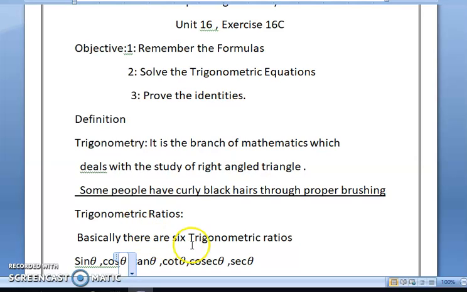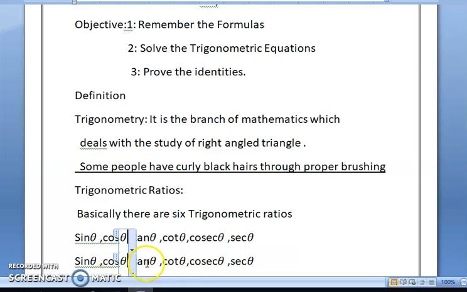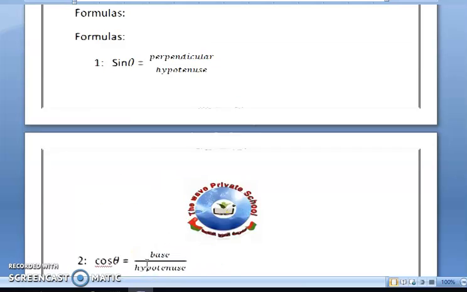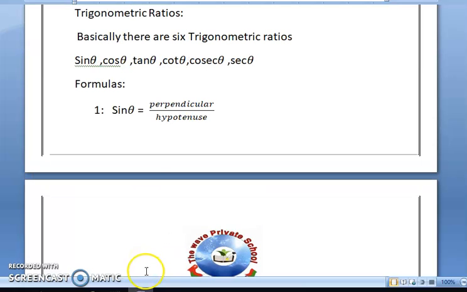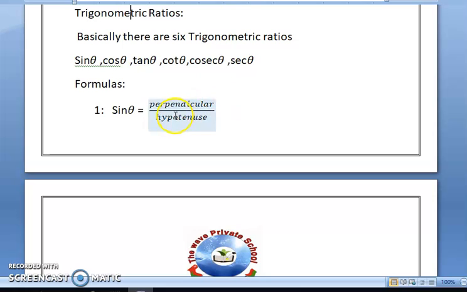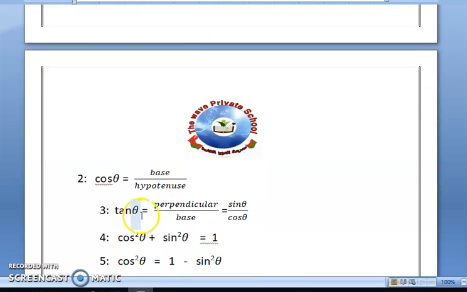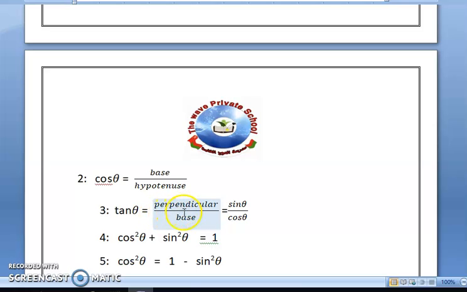There are 6 trigonometric ratios: sine theta, cos theta, tan theta, and cosecant, secant and cotangent theta. But here we are going to use sine, cos and tan. By using that one line, sine theta is equal to perpendicular over hypotenuse, cos theta is base over hypotenuse, tan theta is equal to perpendicular over base. Also tan theta is equal to sine theta over cos theta.